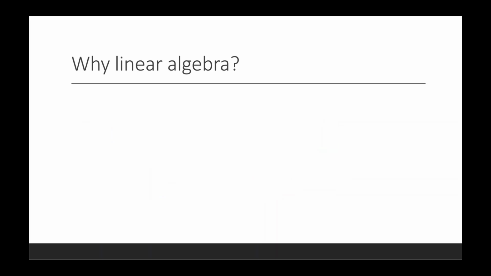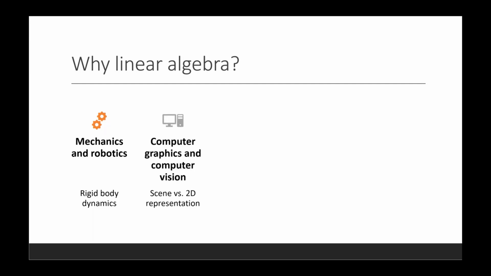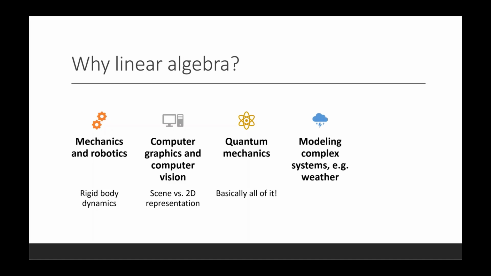Now, why would one study linear algebra? Well, linear algebra is found all over the sciences and applied sciences and industry. For instance, in mechanics and robotics, you can use it to describe and study rigid body dynamics. It's very useful in computer graphics and computer vision to describe scenes versus 2D representations. And basically all of quantum mechanics is linear algebra. You can use it to model complex systems such as the weather, and there are tons more things.